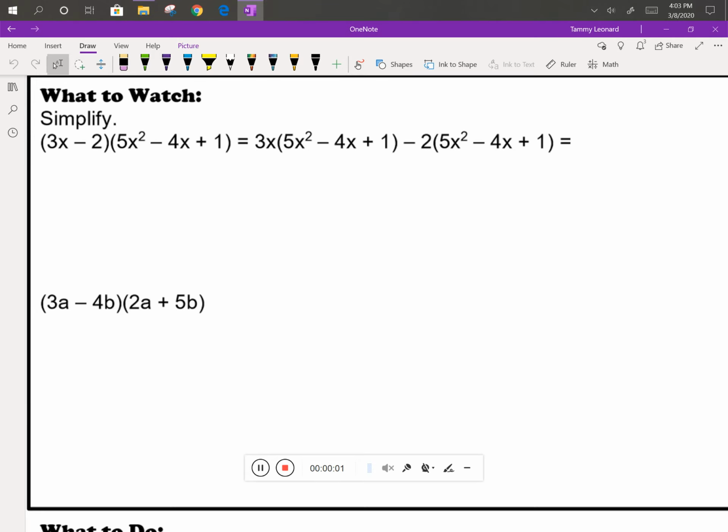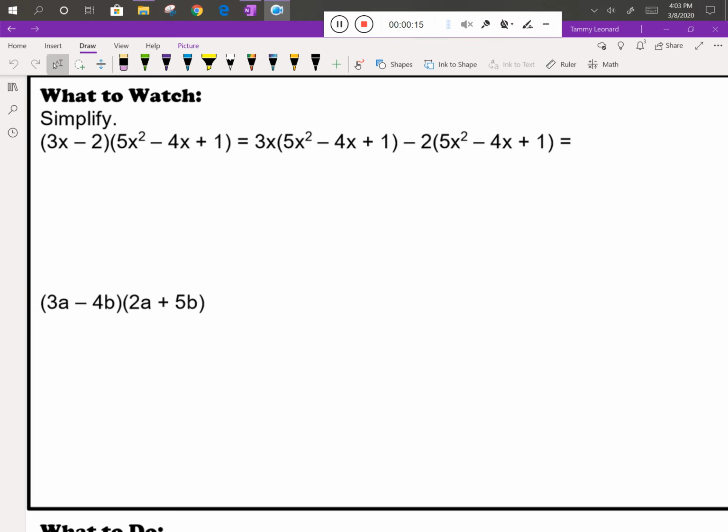To save us both some writing, I've actually sort of started this first problem for you. It says we're supposed to take the binomial 3x minus 2 and multiply it by the trinomial 5x squared minus 4x plus 1. Don't let this problem scare you. It's actually exactly the same as what we were doing in lesson 2.